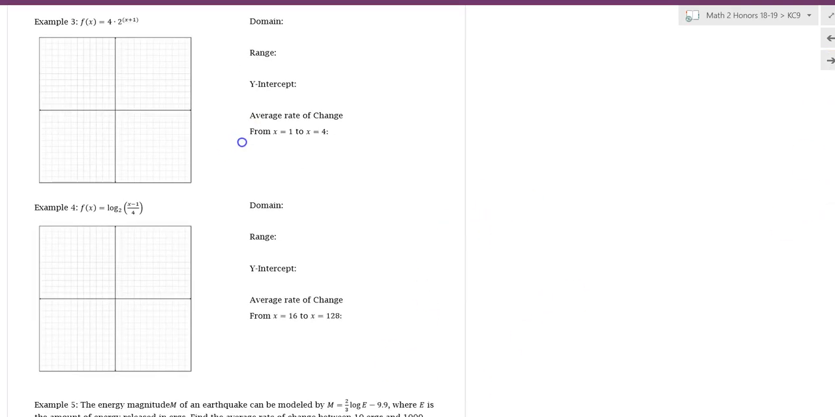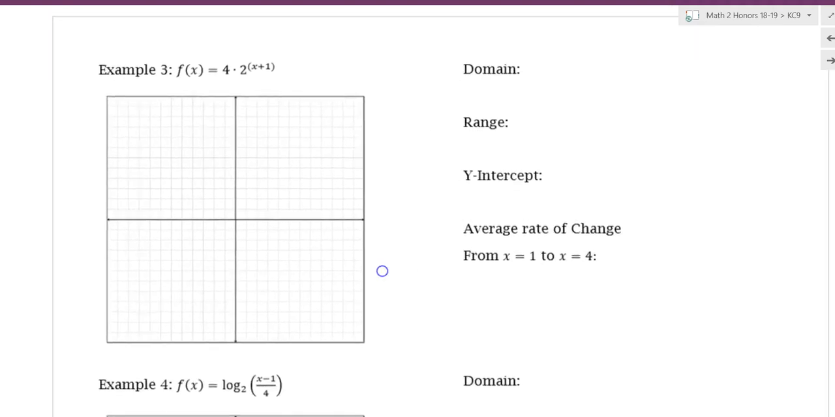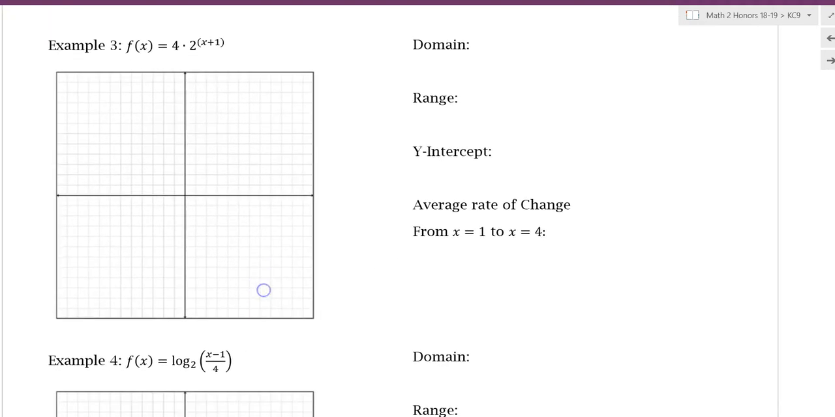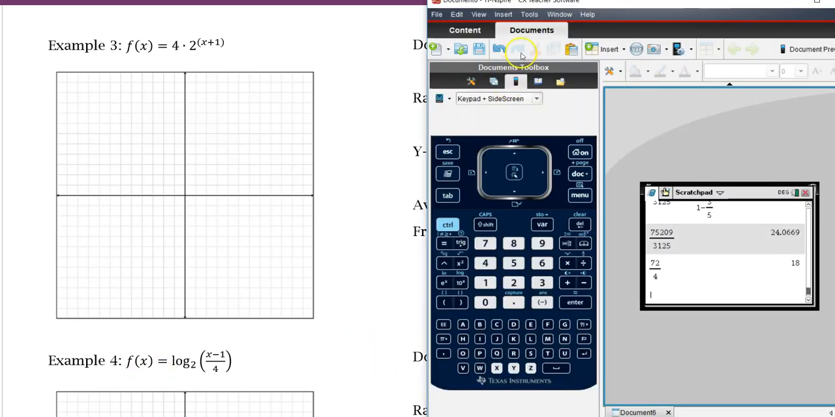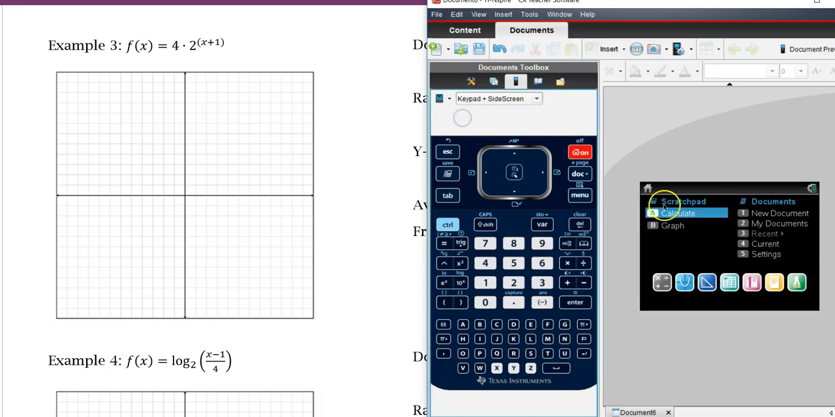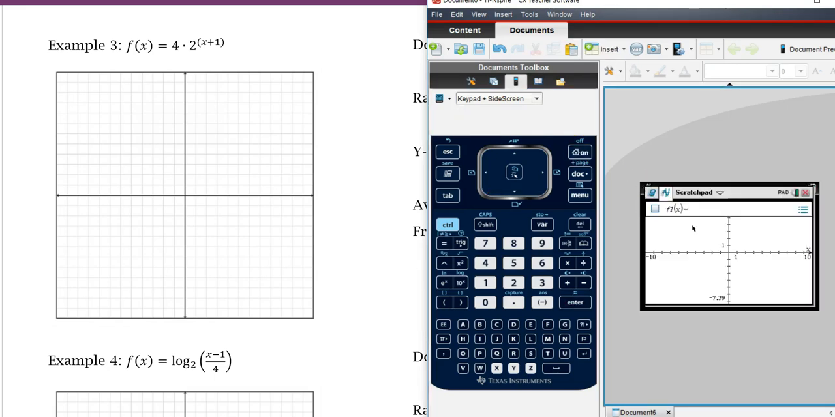Let's look at another example. Okay. We're going to use our calculator to get these. So I'm going to use my calculator. I'm going to go to a graph. I'm going to go 4 times 2. Sorry. Exponent. x plus 1. Right? We're going to get that graph. Okay?